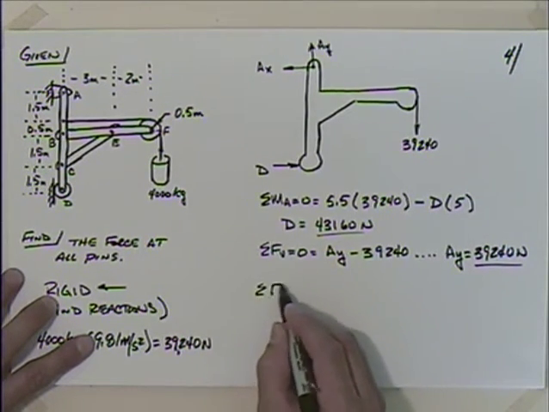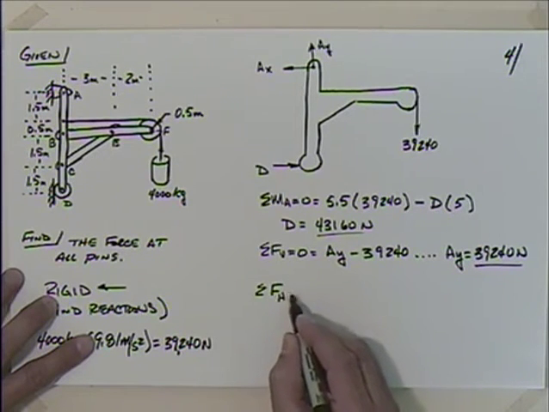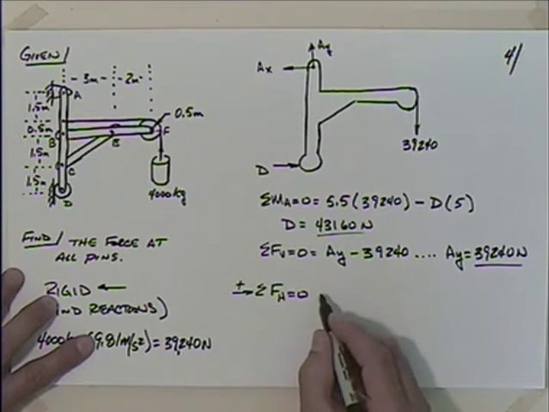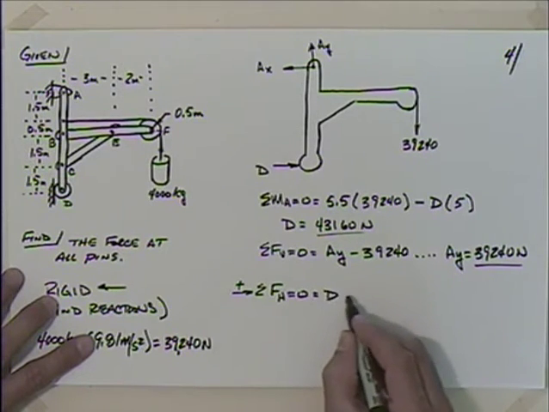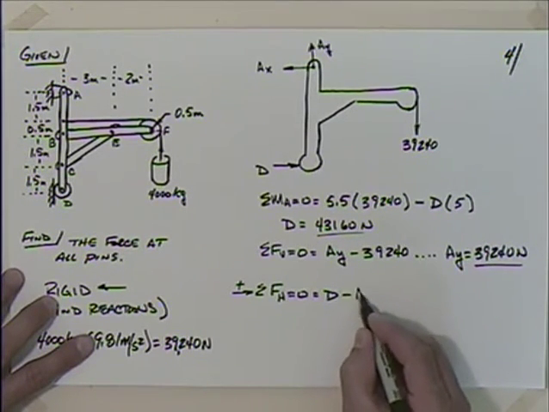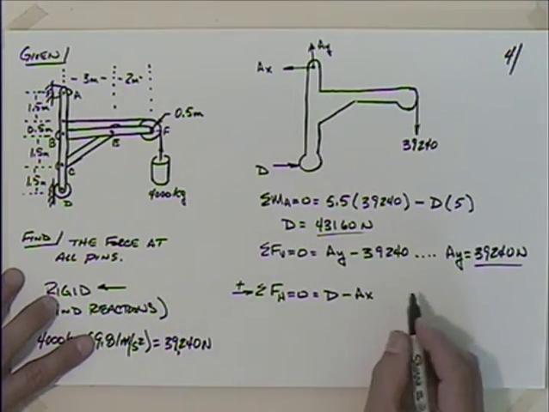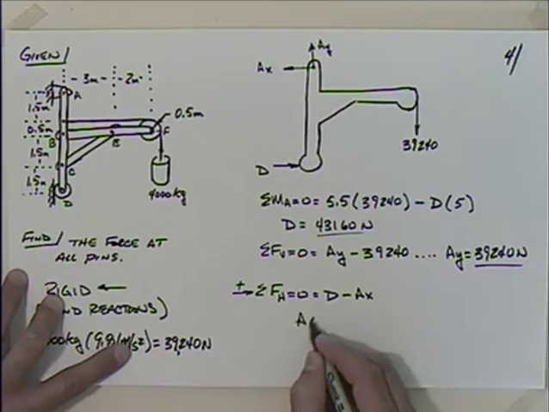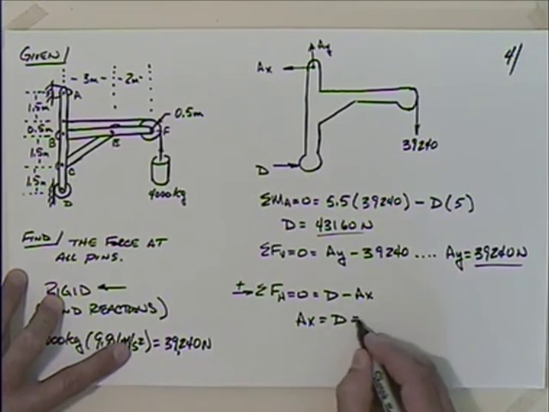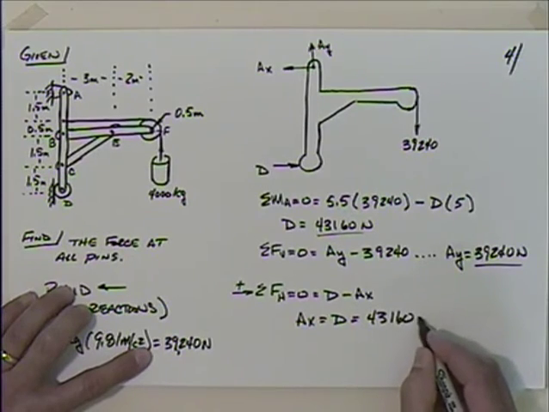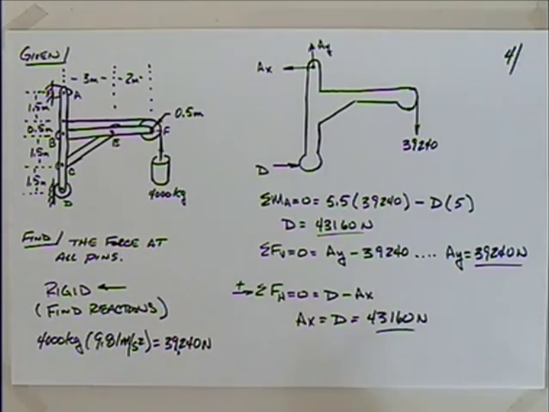And if I sum the forces in the horizontal direction, setting those equal to 0, let's go ahead and take positive to the right. I'm going to have D minus AX. Anything else here? Nope, those are the only horizontal ones. So I could say then that AX is equal to D, so that's equal to 43,160 newtons. Okay.